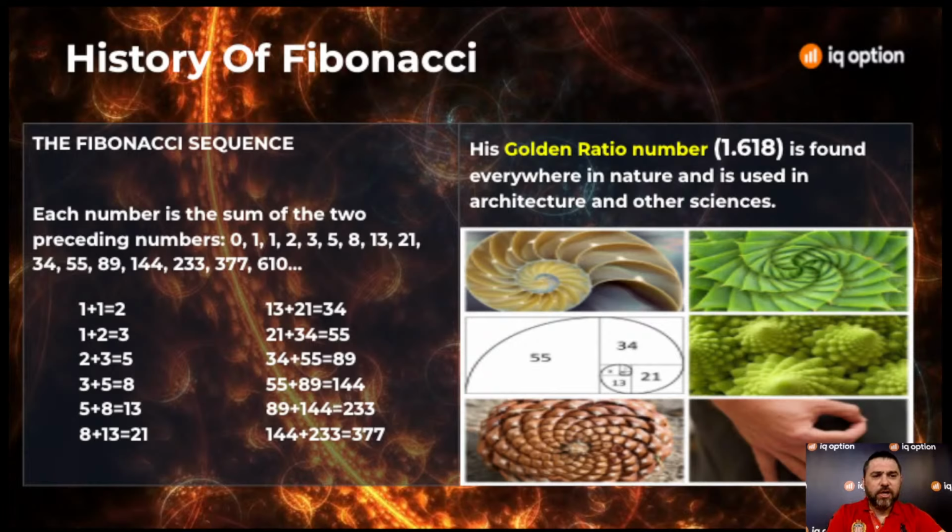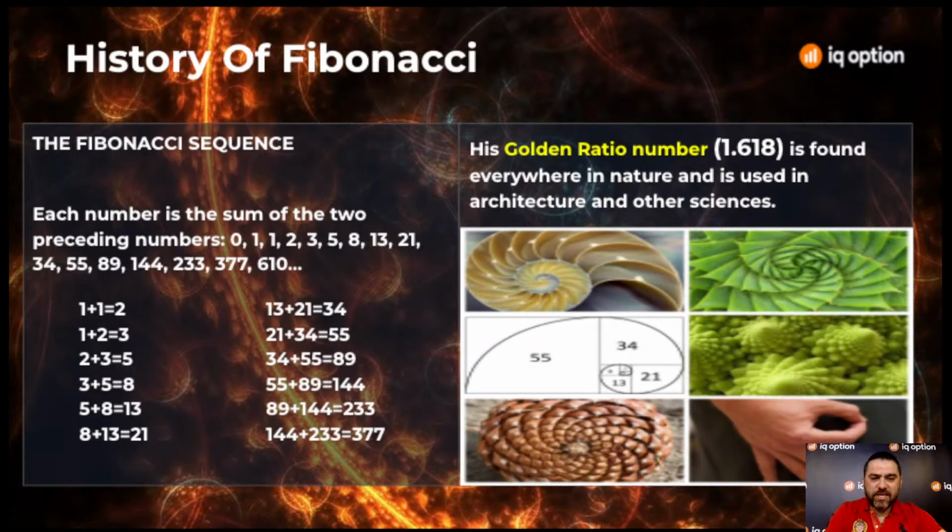Back to the webinar. The Fibonacci sequence is very simple to understand. Each number is the sum of the two previous numbers. So 0 plus 1 is 1, right? 1 plus 1 is 2. Then 1 plus 2 is 3. 2 plus 3 is 5.